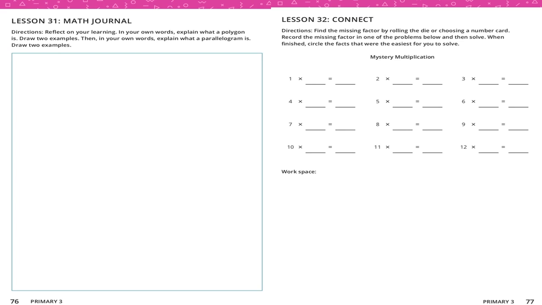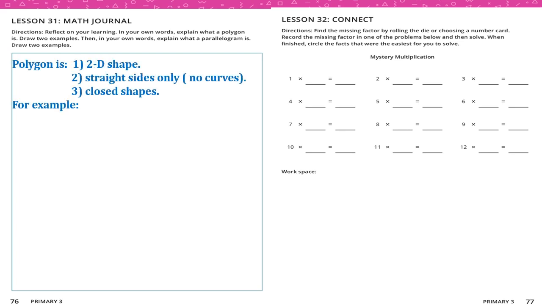Now our math journal. Reflect on your learning. In your own words, explain a polygon. Yeah, we have polygon, which is 2D shape, straight sides only, which means no curves included, and closed shapes. For example, we have here rectangle and square. Both of them are polygons.